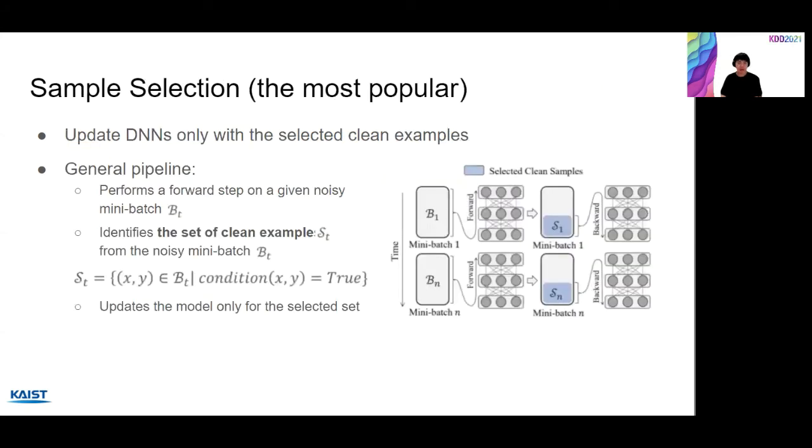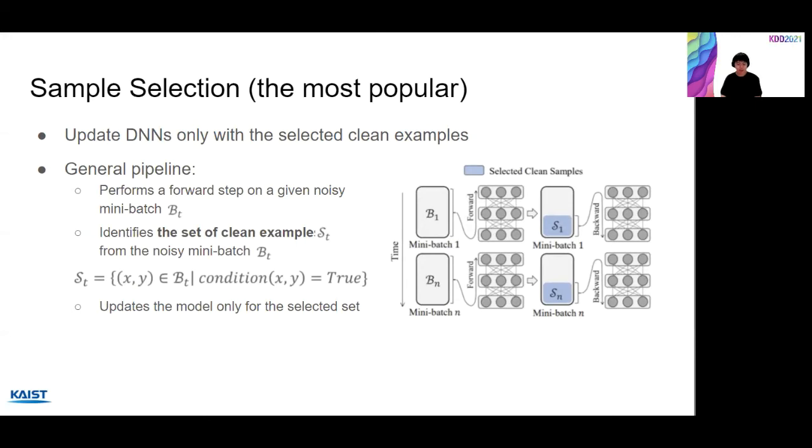This slide shows another research direction for handling noisy labels, which identifies clean examples from noisy data. Similar to loss correction, it first performs the forward step for a given noisy mini-batch B and identifies the set of clean examples from the noisy mini-batch. Here, if the examples satisfy a certain condition, they are selected as the clean ones, and then the model is updated only using the selected clean set.